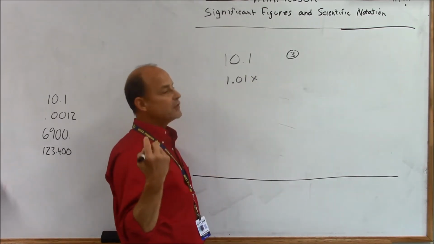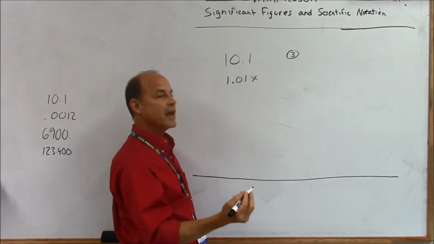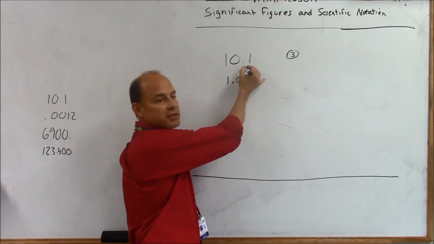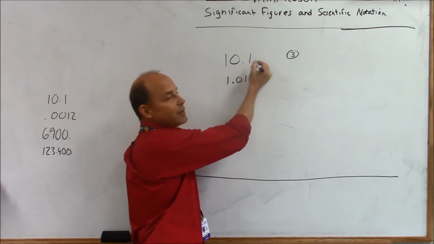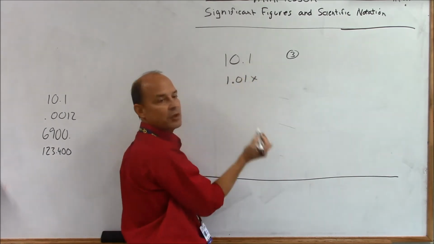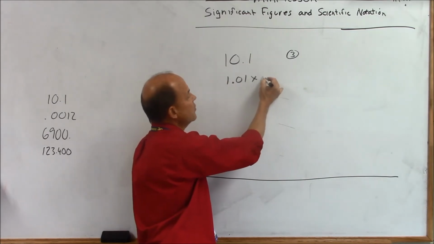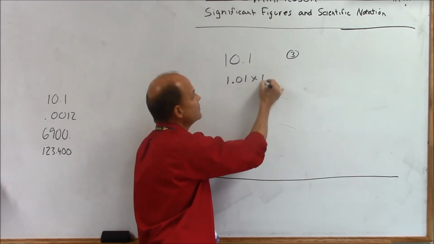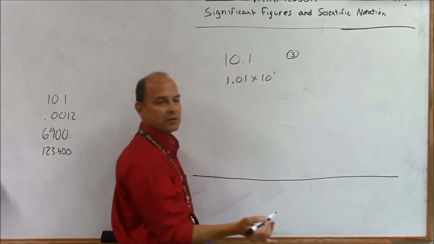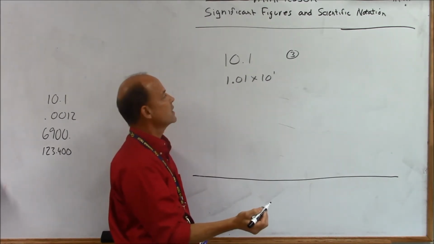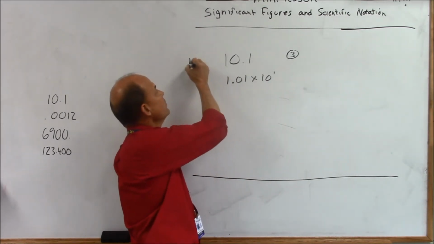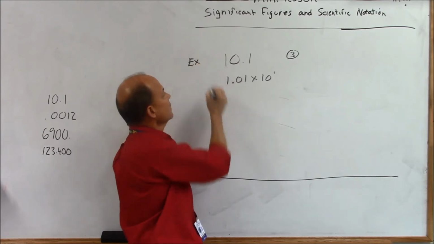So the process that you're using in your head, let me speak it out loud so that you hear it. This number is greater than 1, so it's going to be a positive exponent. You're going to move that decimal over to the left 1 digit, right? So it's 1.01 times 10 to the 1. Is that what you guys said? Yes. So this was example number 1.